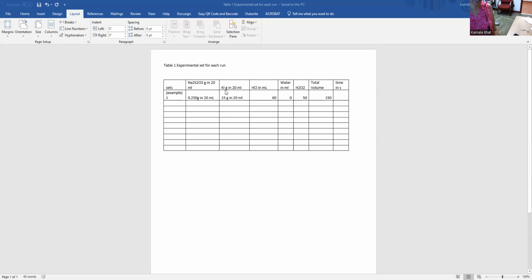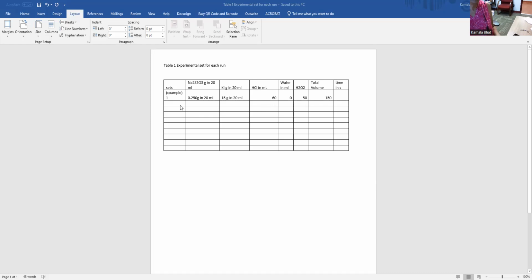Then the second column represents the Na2S2O3 mass taken in grams, and it is dissolved in 20 mLs. Potassium iodide, KI, is dissolved in 20 mLs. Then the amount of HCl that is taken is recorded in the next column. Water, if additional water is added, you write the volume, and then the amount of H2O2 that is taken.